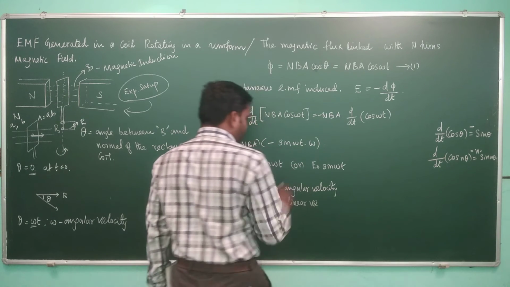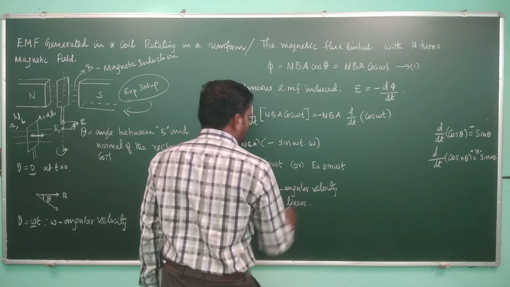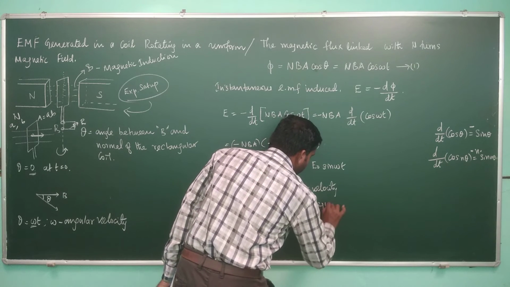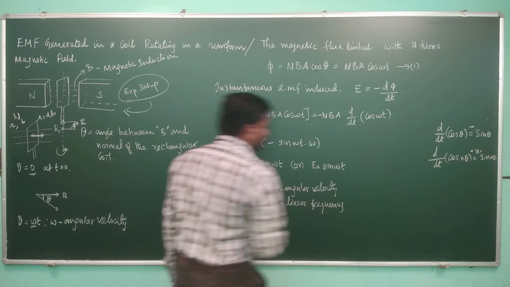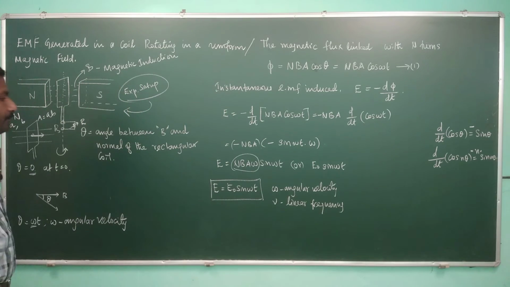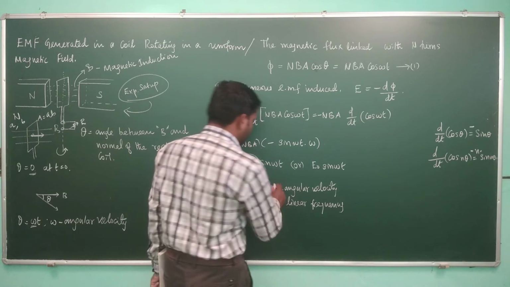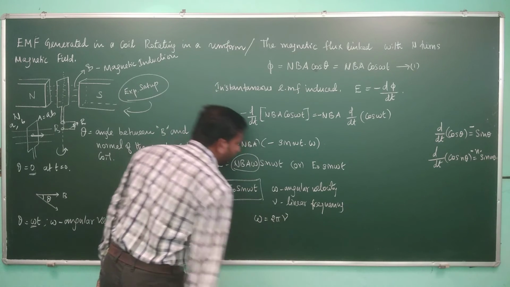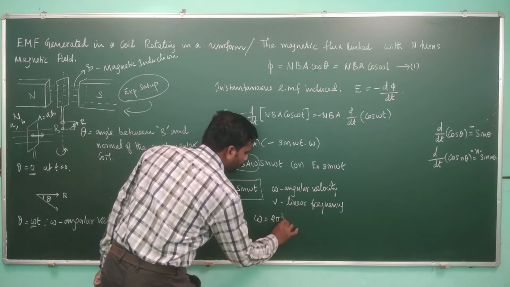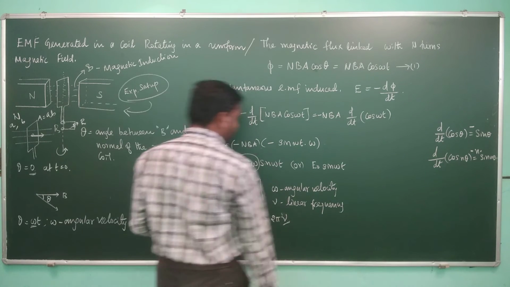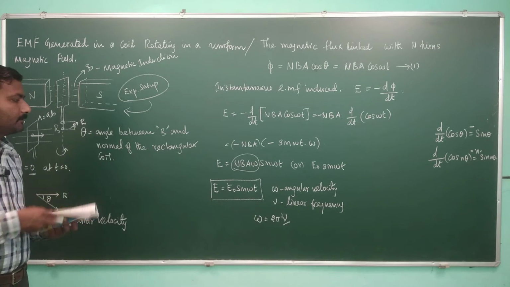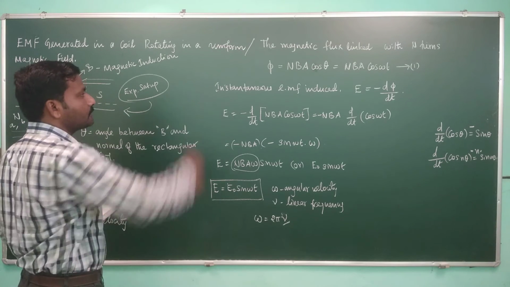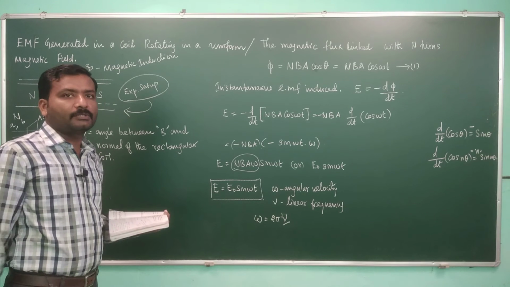Omega is angular velocity, and nu is linear frequency. The connection between omega and nu is omega equal to 2 pi nu. This nu is said to be the frequency of the induced voltage.